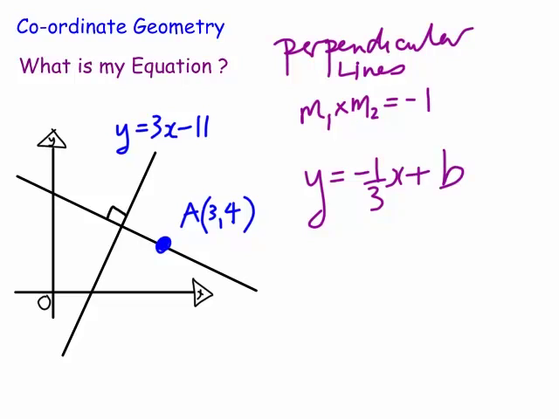Now, how did I get that minus 1/3? Well, 3 times minus 1/3 is negative 1, or some people say, look, okay, the gradient is 3. The line perpendicular to it must have a gradient of the negative reciprocal of 3, which is negative 1/3.